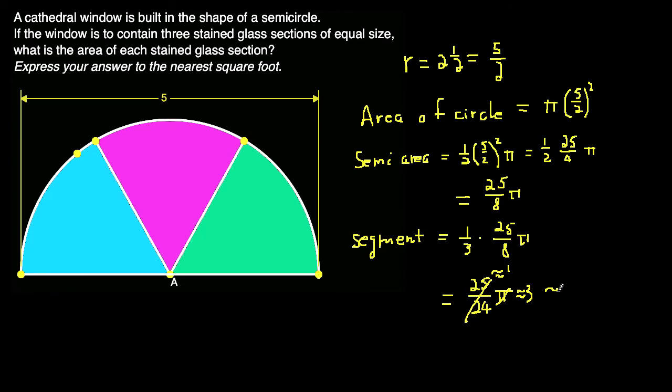So this is about equal to 1, this is about equal to 3, so this product here is about equal to 3. So the answer, to the nearest foot, is that the area of each segment is equal to 3 square feet. Okay, until next time.